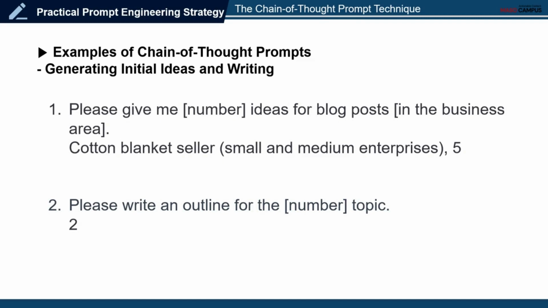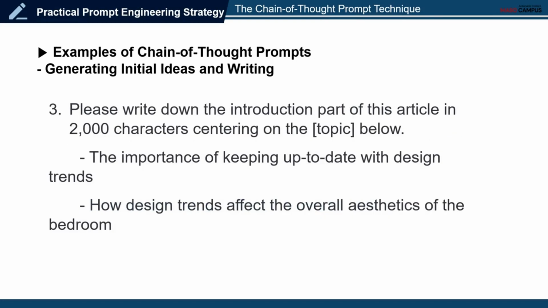This time, we'll first derive a draft idea and then write a specific article based on that draft using the chain prompt technique. First, the prompt requests 5 blog post ideas. From here, we'll derive ideation for the blog. Then, from these derived ideas, we can proceed with, please write an outline for the second topic. Next, for the introduction of the article, we might request, please write a 2,000 character passage focused on the importance of keeping up to date with design trends and the influence of design trends on the overall aesthetics of a bedroom.